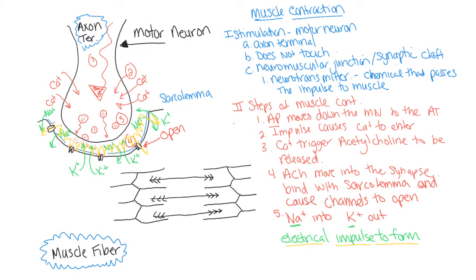Okay, when that electrical impulse forms, it bounces over the muscle and it causes calcium to be released from your sarcoplasmic reticulum. So calcium inside the muscle, calcium is released. I'm going to put 6 over here. Calcium is released from the sarcoplasmic reticulum due to that impulse. When the calcium is released, it goes into these sarcomeres here.